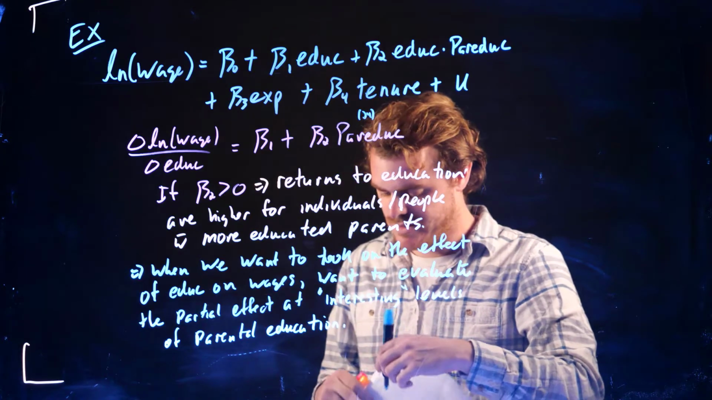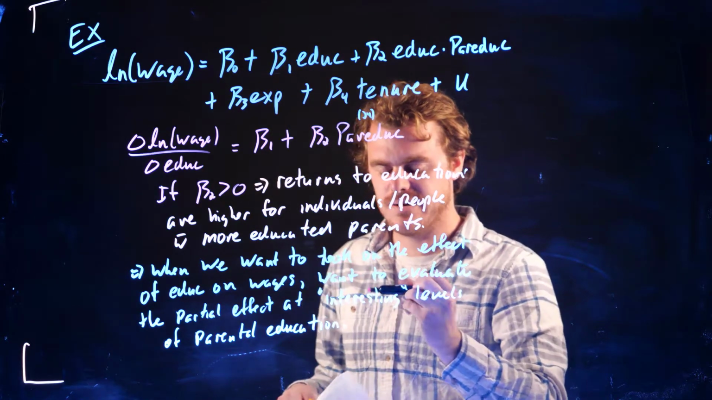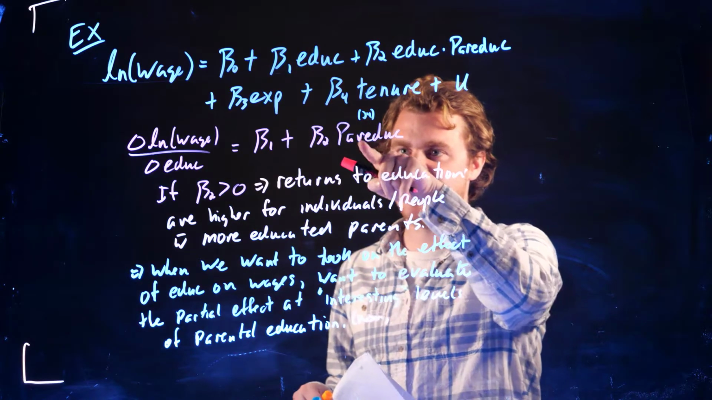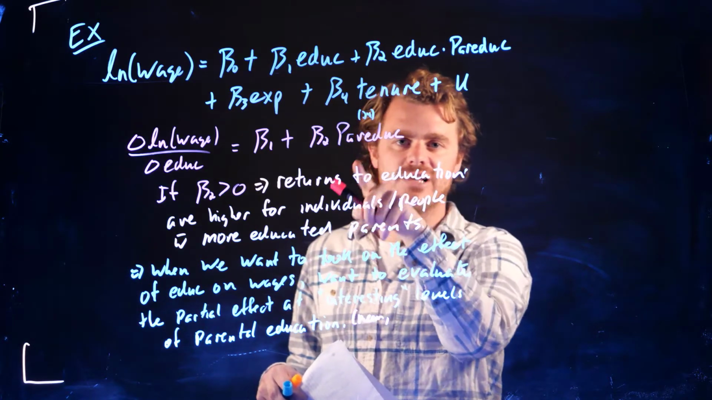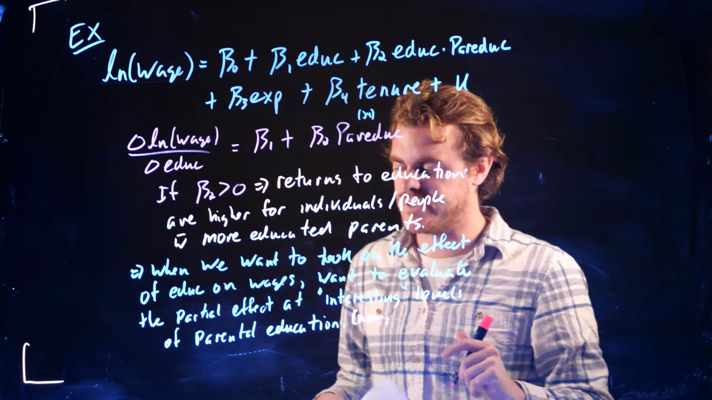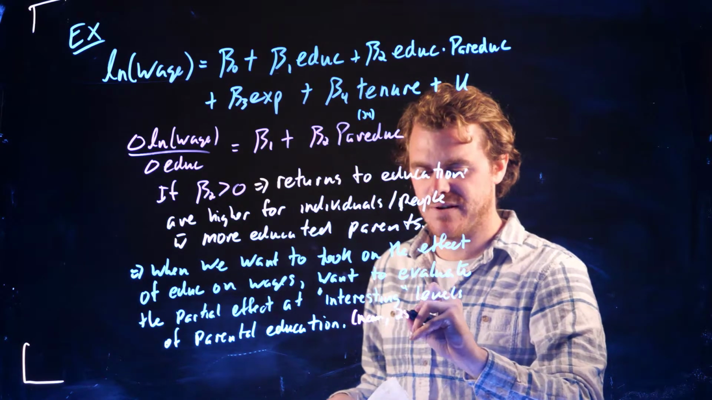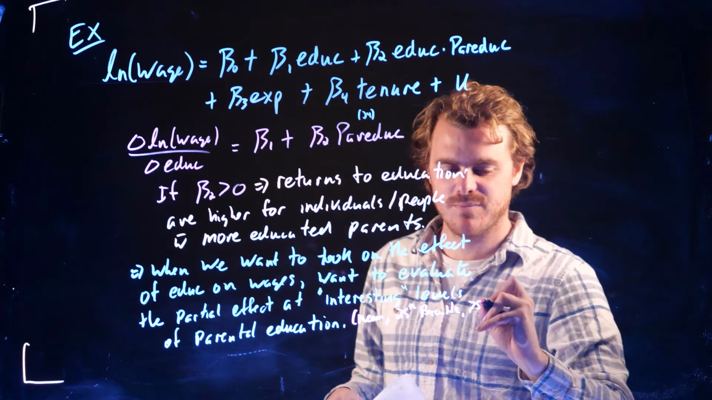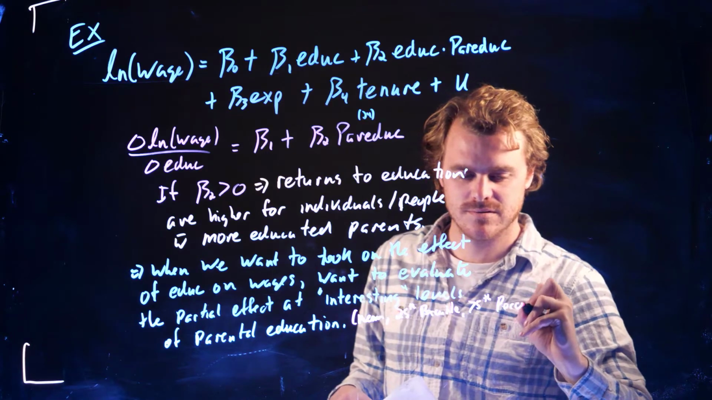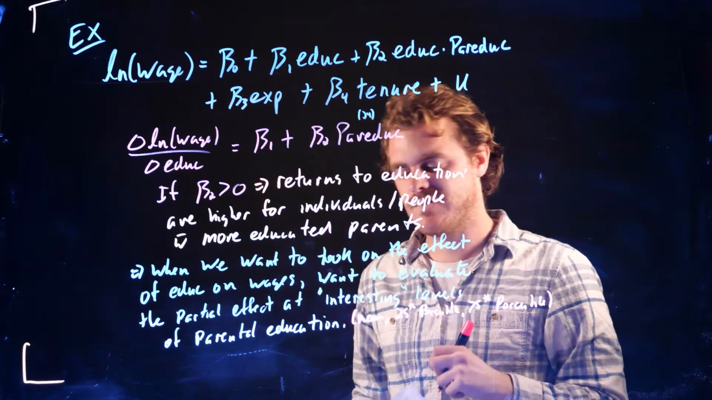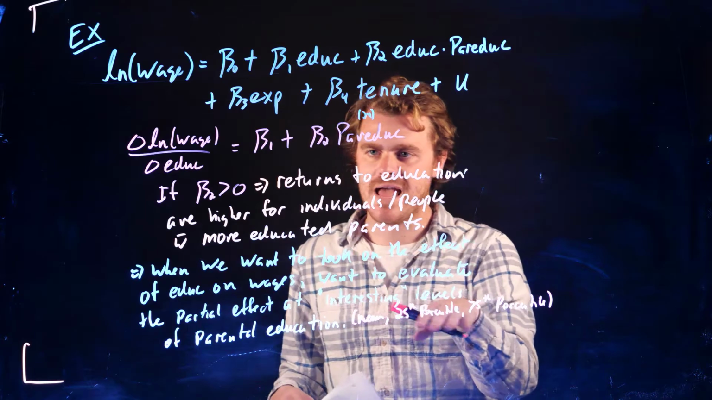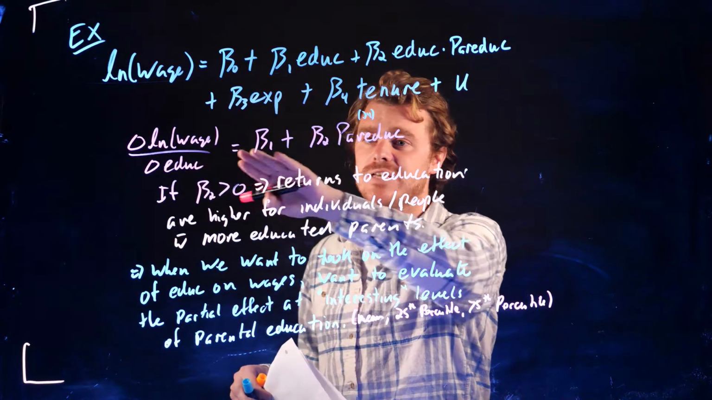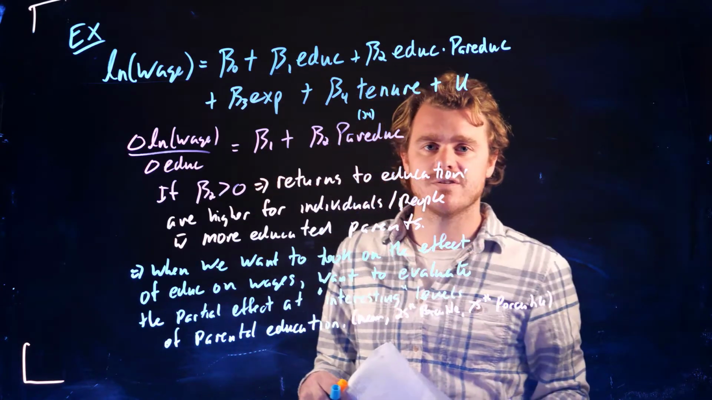So this could be the mean of the variable, so we could evaluate at the mean parental education level in the sample. It could be the 25th percentile, 75th percentile, the median, the 50th percentile. So at any different points along this distribution, you can understand how the effect of education changes with these different levels of parental education.